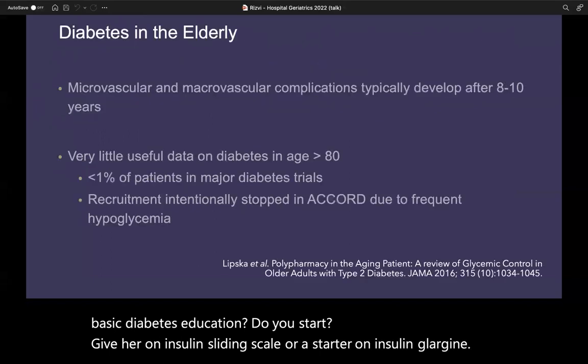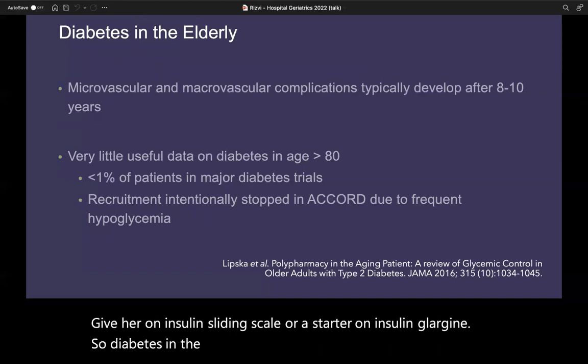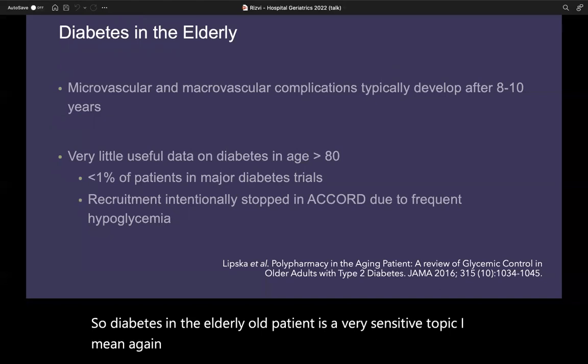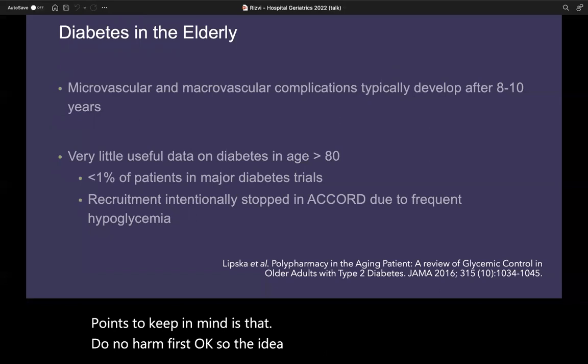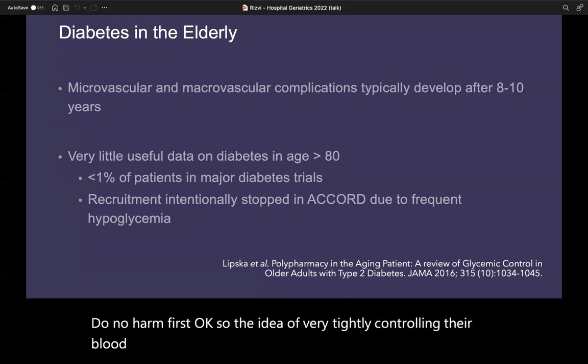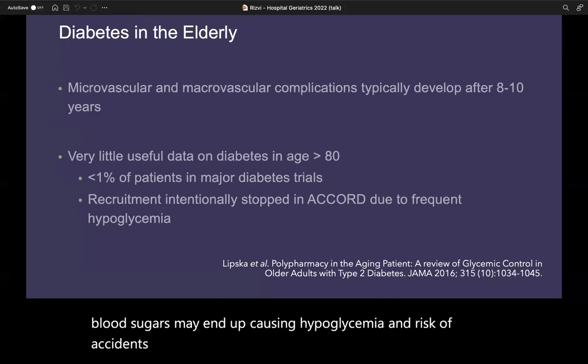So diabetes in the elderly patient is a very sensitive topic. Again, just like blood pressure, the key point to keep in mind is to do no harm first. Very tightly controlling their blood sugars may end up causing hypoglycemia and risk of accidents and falls, as opposed to a more thoughtful approach towards diabetes.